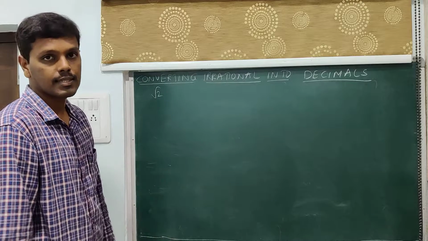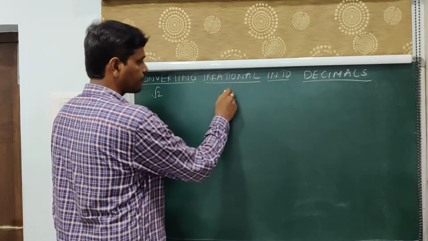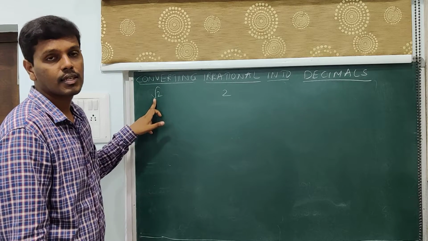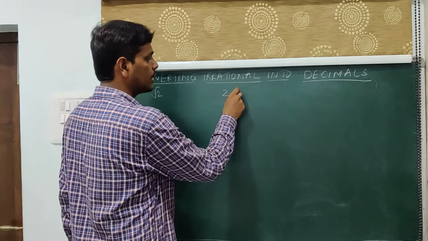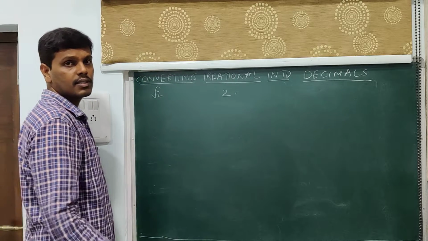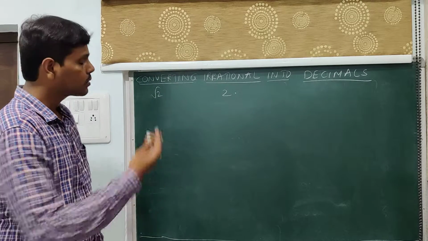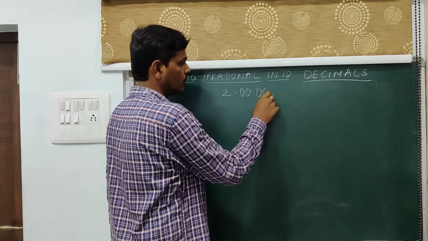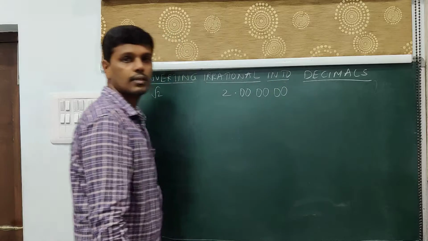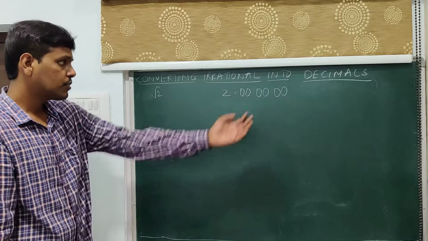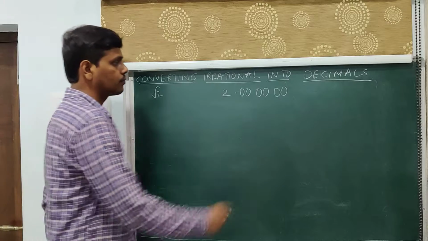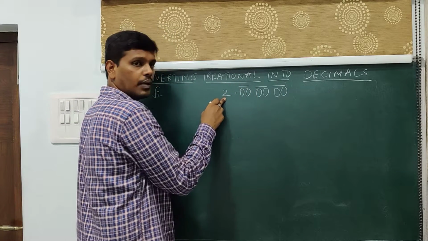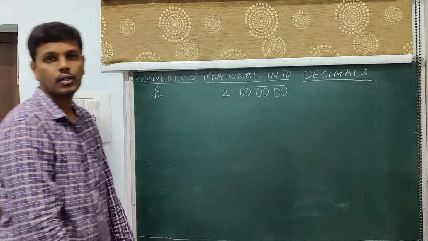So, now the process is this. We want the decimal expansion up to 3 decimal places. So, you take 2, put a point. Since we want 3 decimal places, take 3 pairs of zeros: 1, 2, 3. Now, start pairing from right to left by putting a bar. Here there is no pair, so you put the bar for 2.